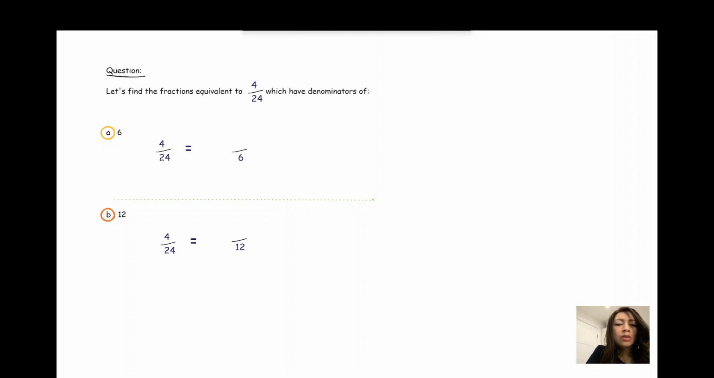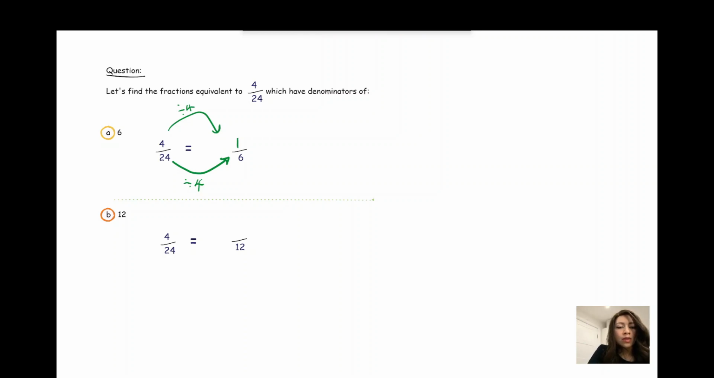4/24 equals something over 6. So what did we do to the 24 to get to 6? We divided this by 4. So whatever we do to the denominator, remember, we have to do to the numerator. So 4 divided by 4 is equal to 1. Therefore, the equivalent fraction for 4/24 with the denominator of 6 is 1/6.